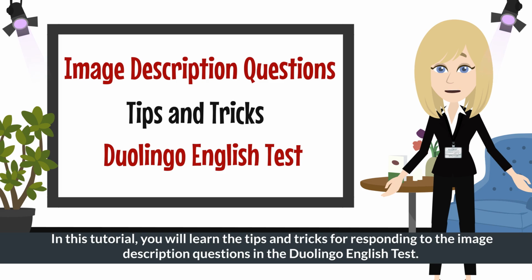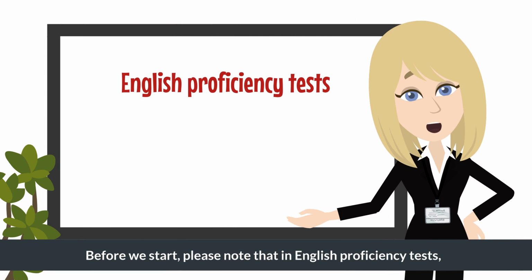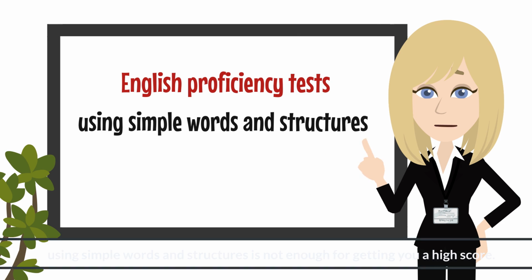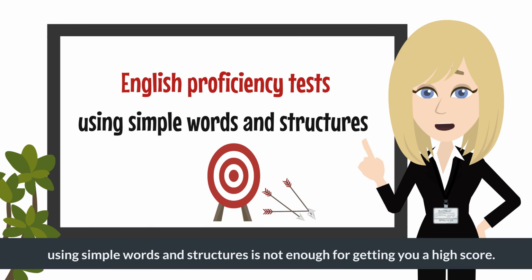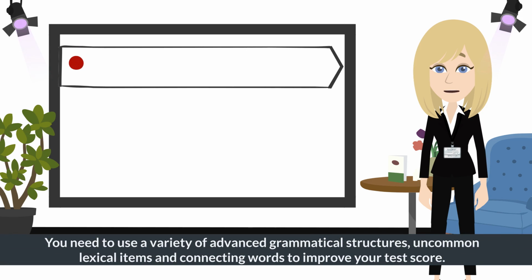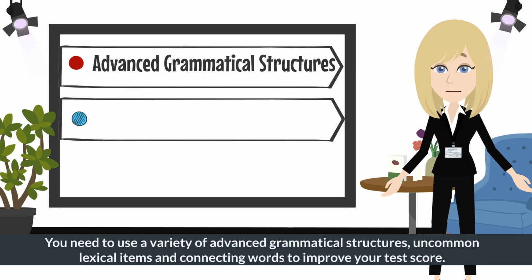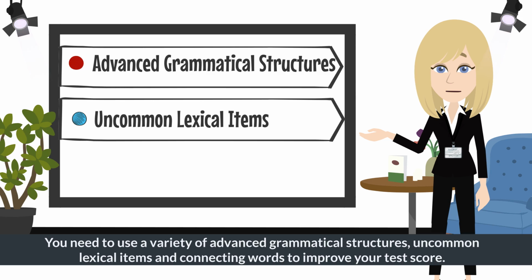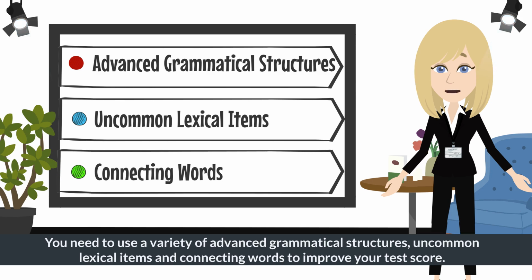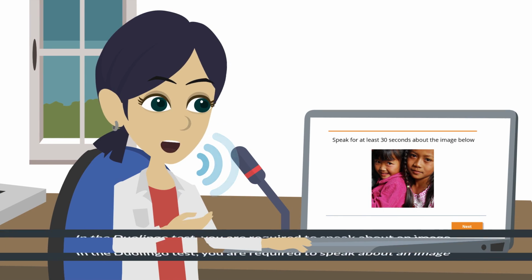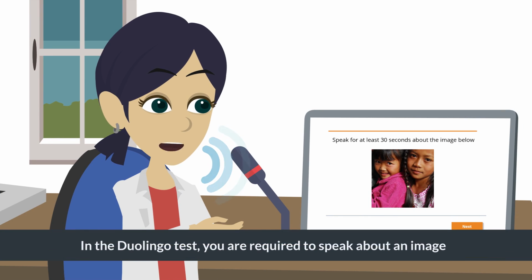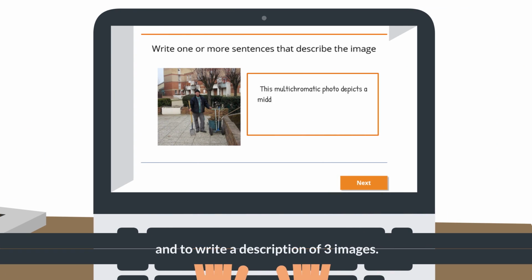In this tutorial, you will learn the tips and tricks for responding to the image description questions in the Duolingo English test. Before we start, please note that in English proficiency tests, using simple words and structures is not enough for getting you a high score. You need to use a variety of advanced grammatical structures, uncommon lexical items, and connecting words to improve your test score. In the Duolingo test, you're required to speak about an image and to write a description of three images.